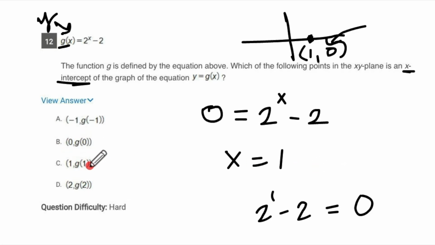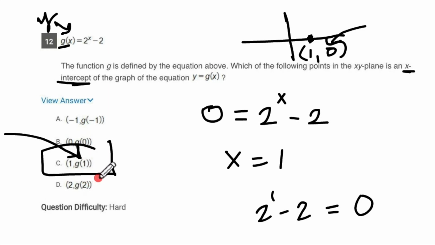When g of 1, when you put 1 in for x, you're going to get 1. So this is your value. Now, this notation right here, g of 1, it's basically saying when you put a 1 in for x. That one's a little tricky.